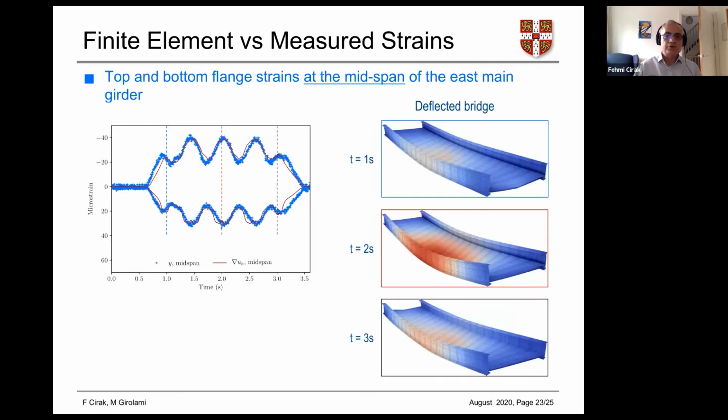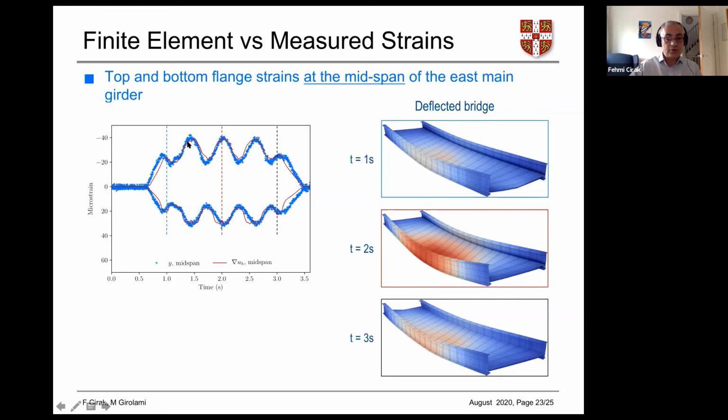Okay. So first, we are now comparing the finite element strains versus the measured strains. We are considering the top and bottom flange at the midspan. So here we are at the midspan. We are looking at the top flange and the bottom flange, and we are looking at two strains. And here you can see the strain plotted over time.